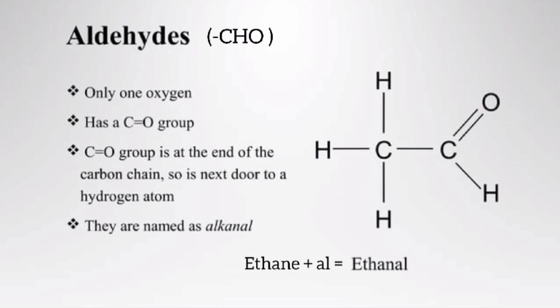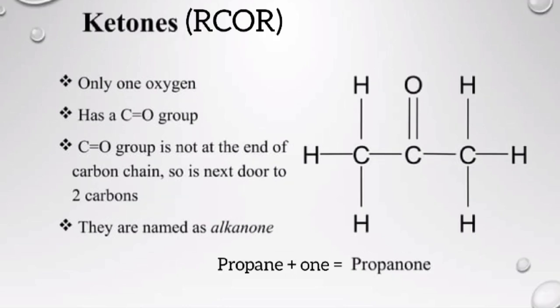And you can also note that in the case of aldehydes, the C double bond O group will be present towards the end of the chain. The next functional group is ketone. In the case of ketones, a C double bond O group will be present somewhere in between the hydrocarbon chain, where the C double bond O group will be attached to other carbon atoms on either side. The suffix used in the case of ketone is ONE.